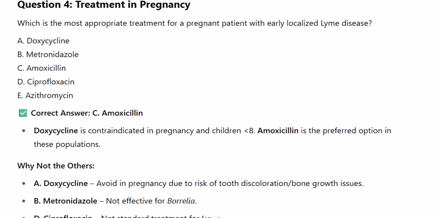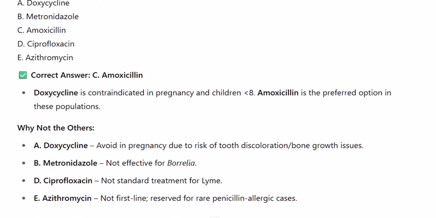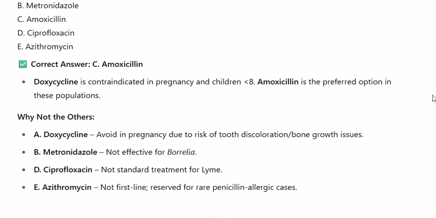Why not the others? A. Doxycycline. Avoid in pregnancy due to risk of tooth discoloration, bone growth issues. B. Metronidazole, not effective for Borrelia. D. Ciprofloxacin, not standard treatment for Lyme. E. Azithromycin, not first line, reserved for rare penicillin-allergic cases.